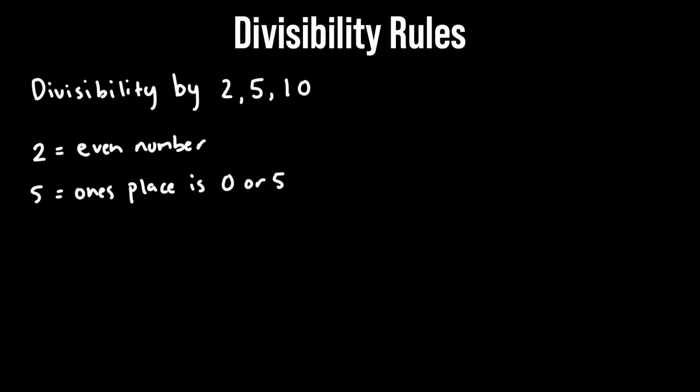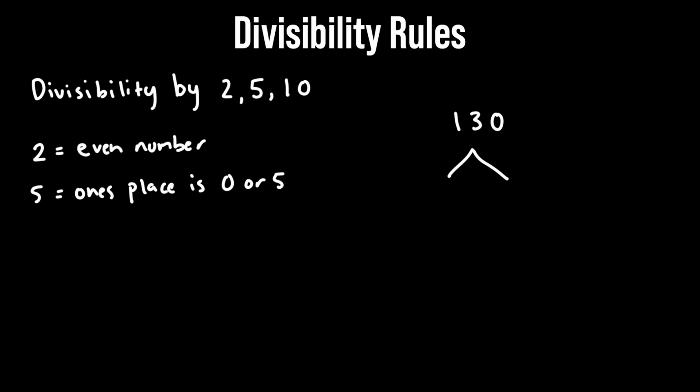So let's take a large number like 130. We know that 5 is one of its factors because the ones place is a 0. And the other number would be 26. So this is the factorization of 130 in terms of 5. Also notice that it's also an even number, so it can also be divisible by 2. So the factorization of 130 in terms of 2 would be 2 and 65.